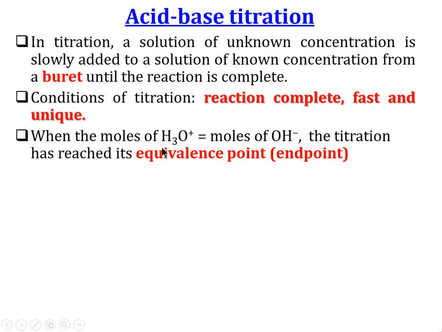When we add acid to base, we have a complete reaction, fast, and unique. So we have the conditions of the titration. At a certain addition, the number of moles of H3O plus is equal to the number of moles of OH minus. So we say the titration reached the equivalence point or the end point.